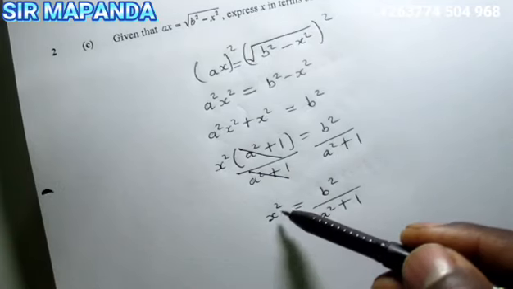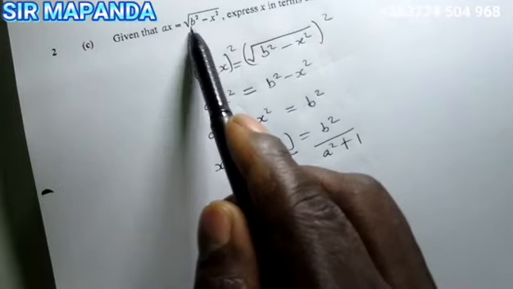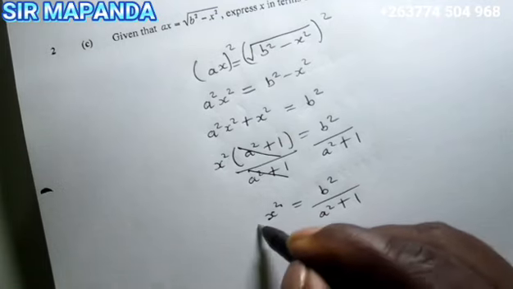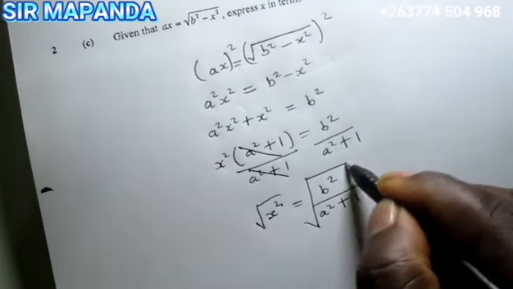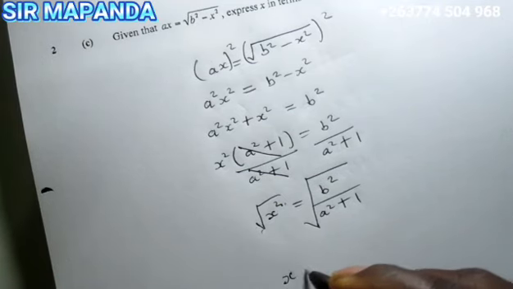So we now need to get rid of this power 2. I want you to understand something. To remove square root, you put power 2 on both sides. But to remove power 2, you have to put square root on both sides. So the square root of x squared gives you x.